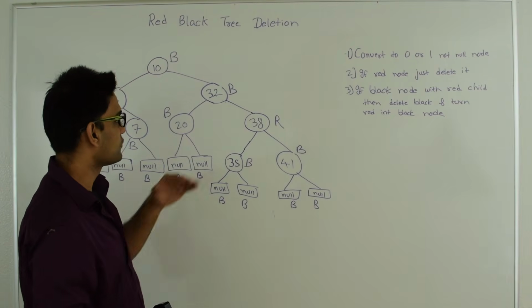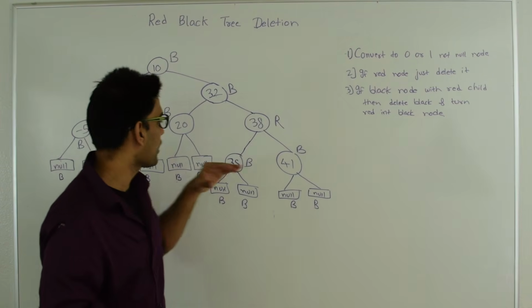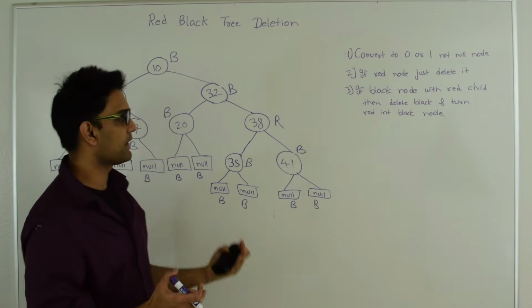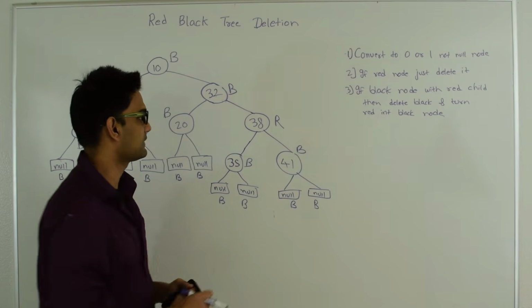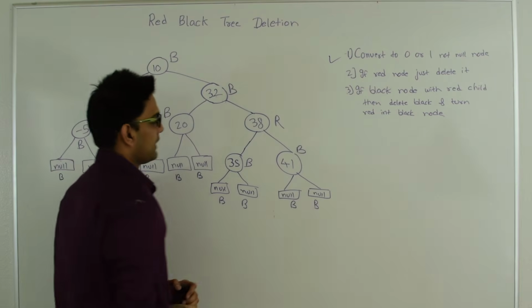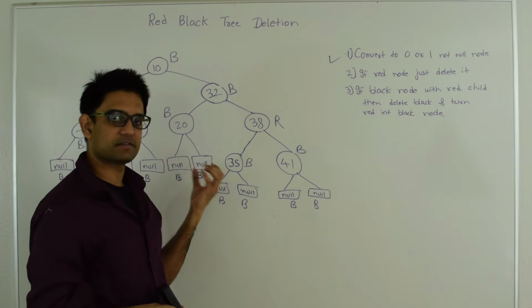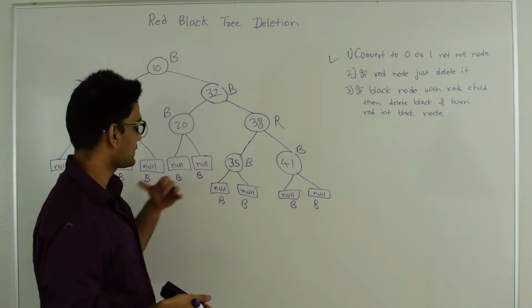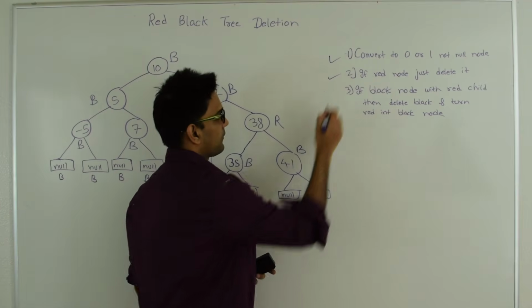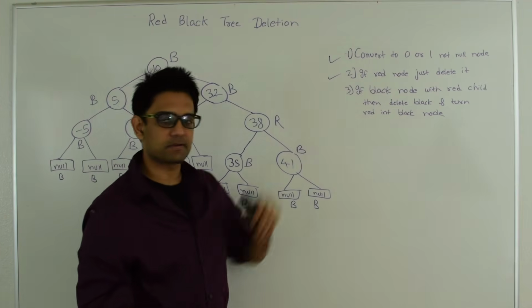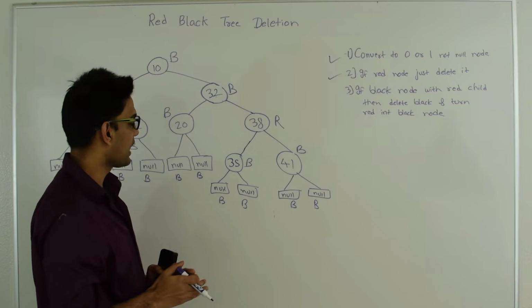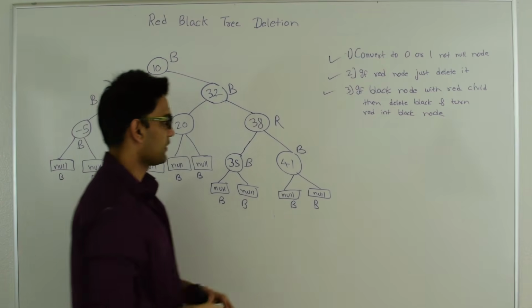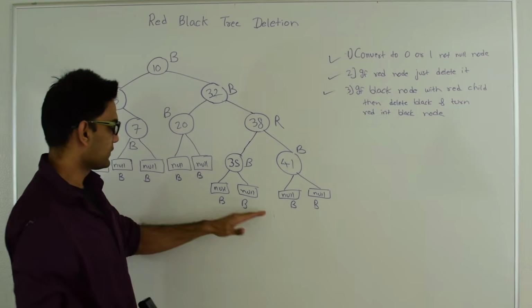How to convert to a situation where you have 0 or 1 not null nodes: we do that by finding the in order successor. And then if the node to be deleted is one red node with two null children, then you can just delete that node as we looked before. And if the node to be deleted is a black node with one red child, then replace that node with that red child and change the color of that red child to be black, as we saw in this use case.